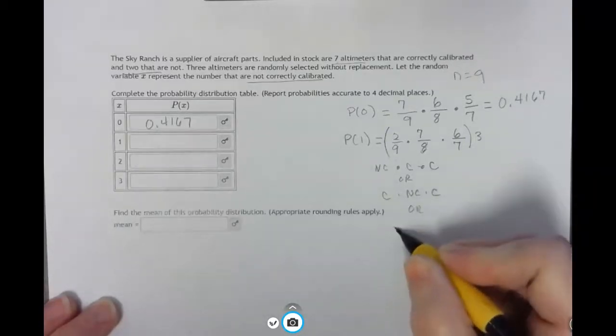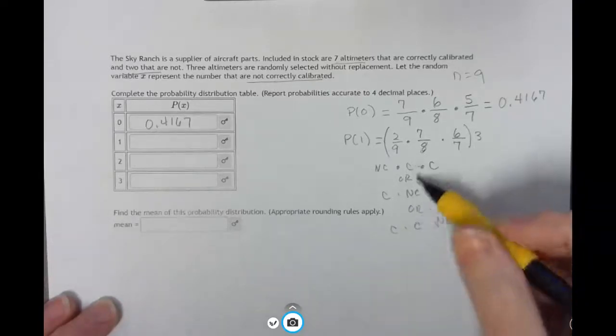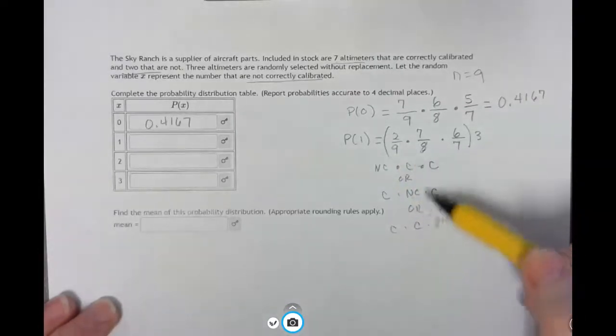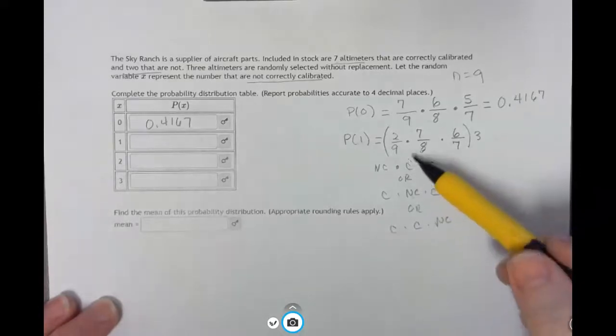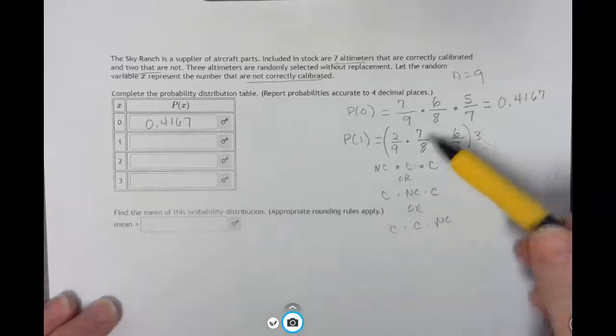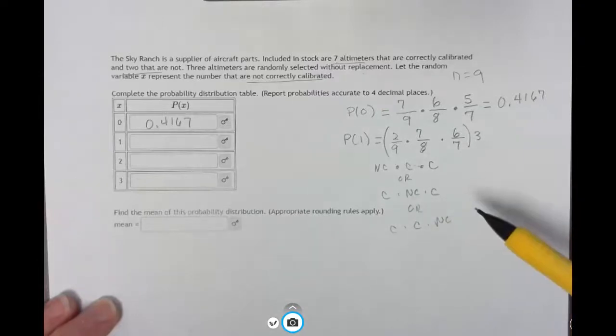Or it could have been correctly, and not correct. So you see we have three different ways these could be picked or drawn. We're still going to have 276 or 987. It's going to be that same number but 3 times. So I just want to make sure you see why it's times 3.